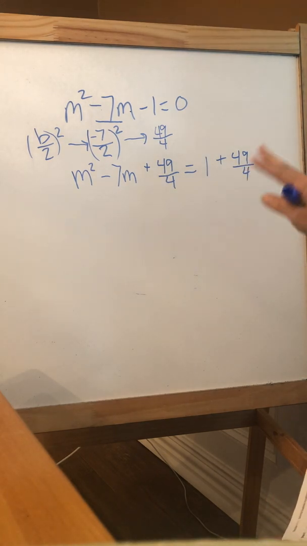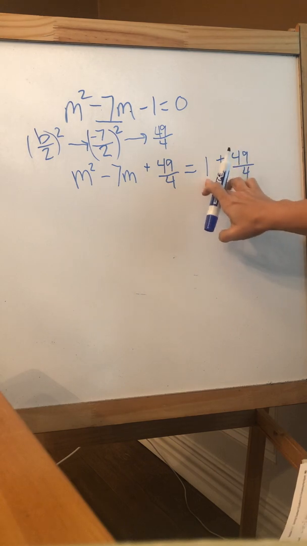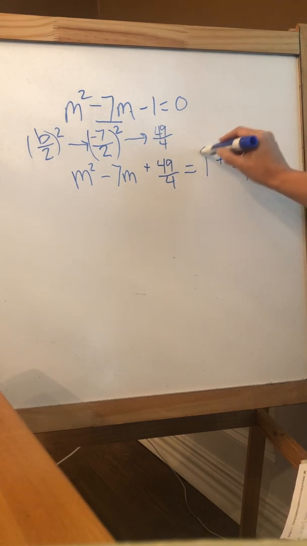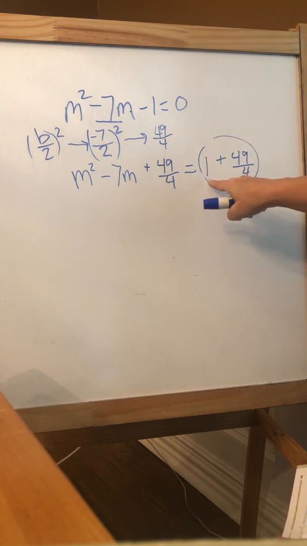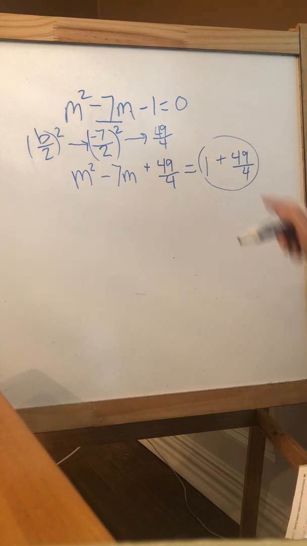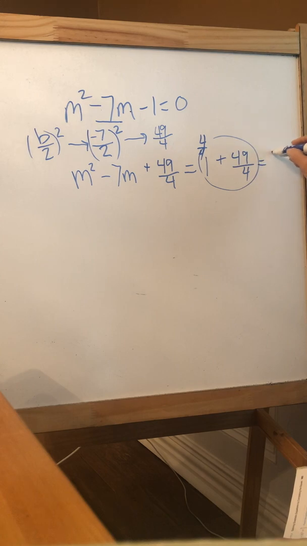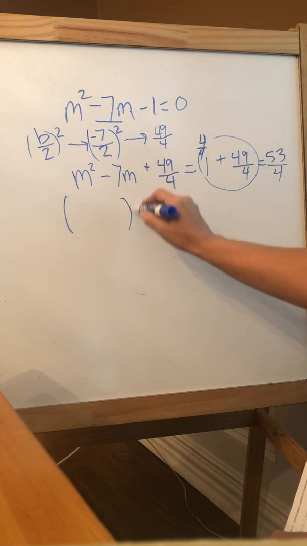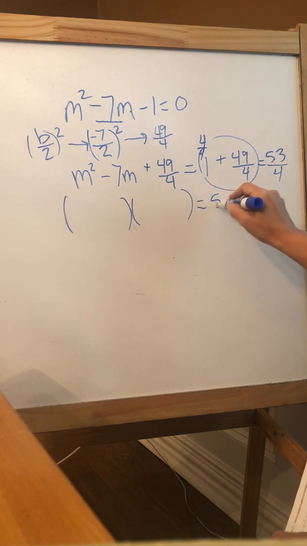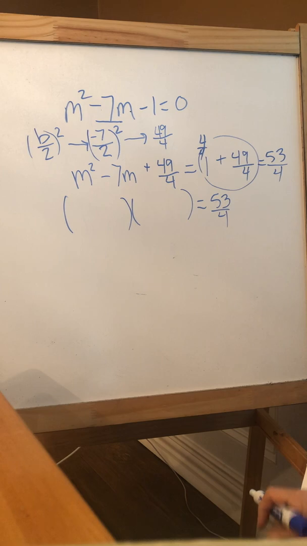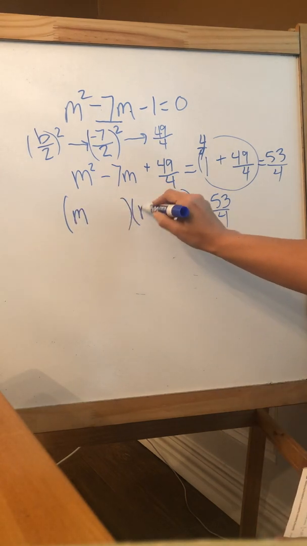Before we go any farther, let's take care of this. We need to add 1 plus 49 over 4. Well, 1 is the same as 4 over 4. So we end up with 53 over 4 for this right side of the equal sign. So let's factor this, and we know it equals 53 over 4. Bring down your m.